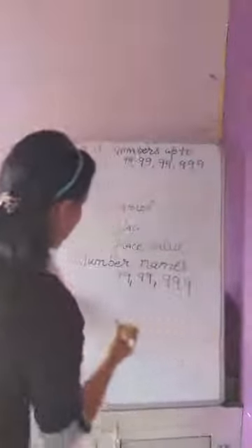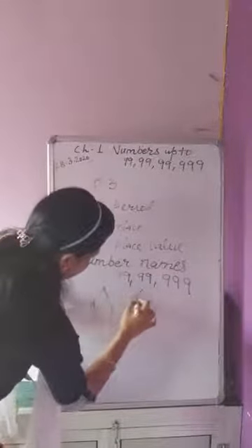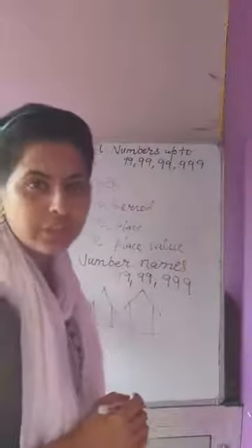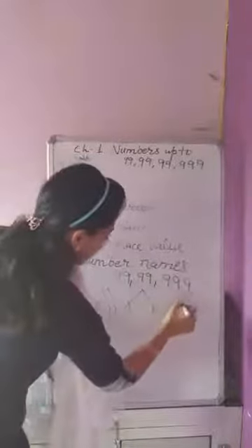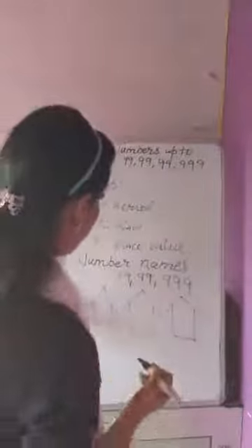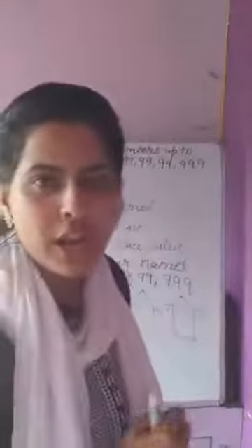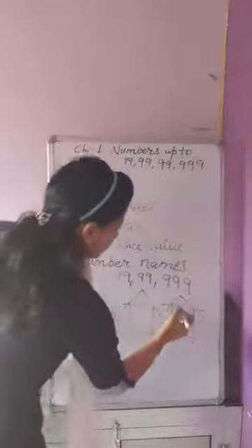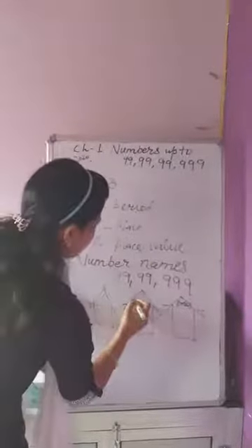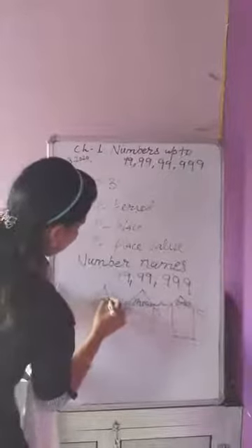Suppose I am drawing one house. You can see, is it visible to you, children? I hope it is visible, but my marker is not working so well. So I have drawn these 3 houses. This house name is ones. This house name is thousands. And this house name is lakh.